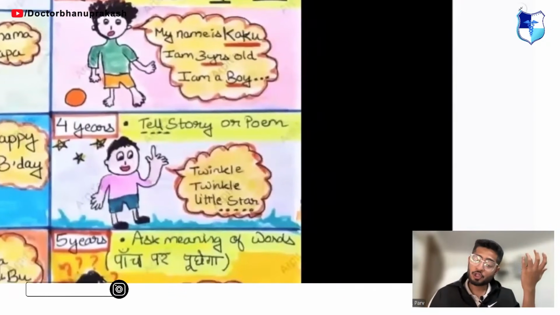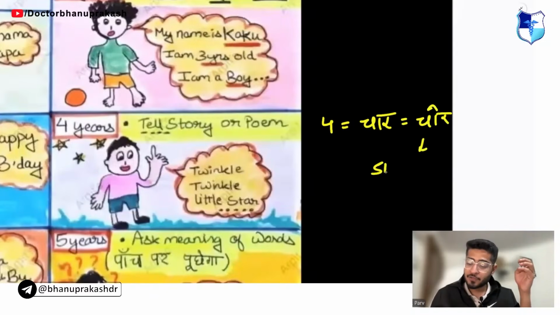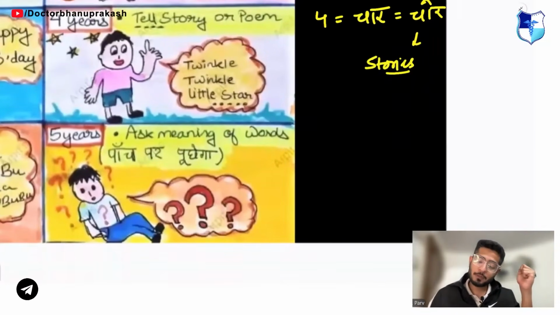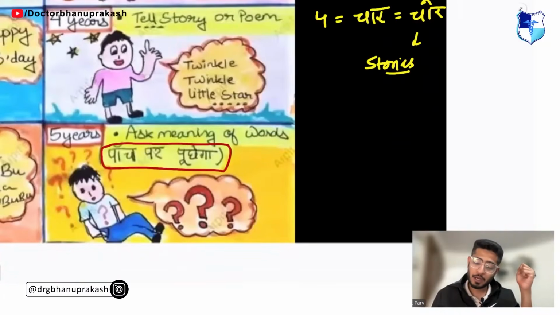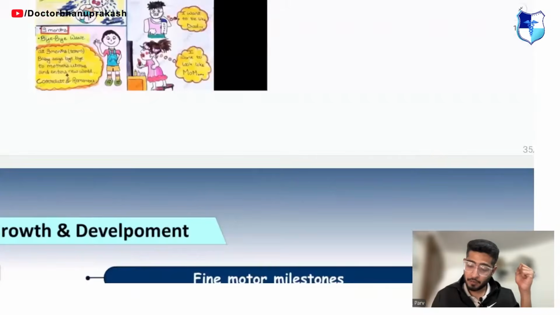Coming on to 4, just remember that 4 in Hindi is char. From char you will remember chor. Who is a chor? The one who makes stories. Okay, char se chor, who makes stories. Okay, at 5, they will ask. This is how you have to remember. 5 par puchhega. That means they are going to ask the meaning of the words. Okay, they are going to ask the meaning of the words.